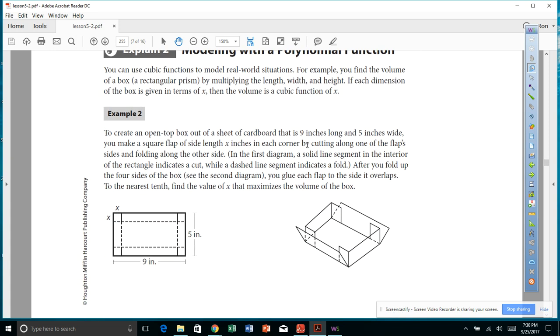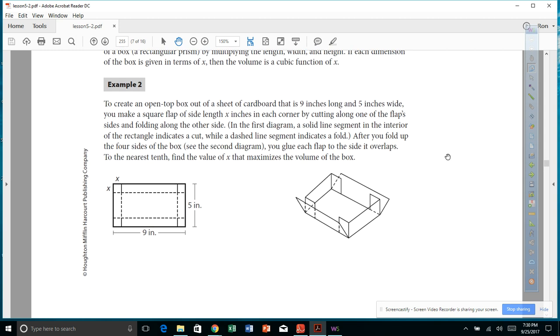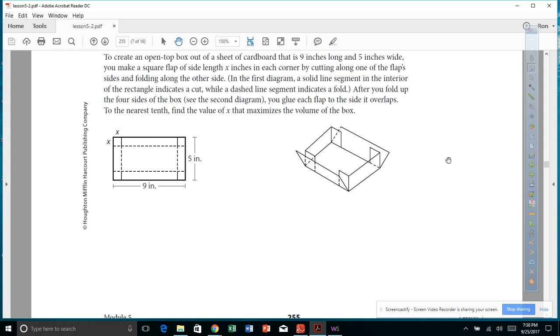You can use cubic functions to model real-world situations. For example, you find the volume of a box, a rectangular prism, by multiplying the length, the width, and the height. If each dimension of the box is given in terms of x, then the volume is a cubic function of x. Example 2.